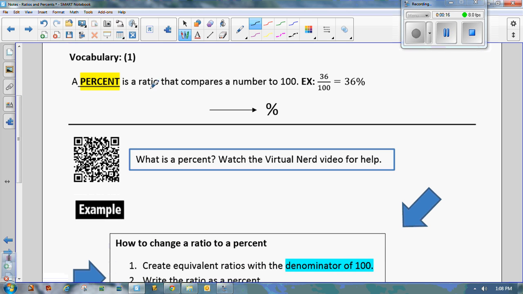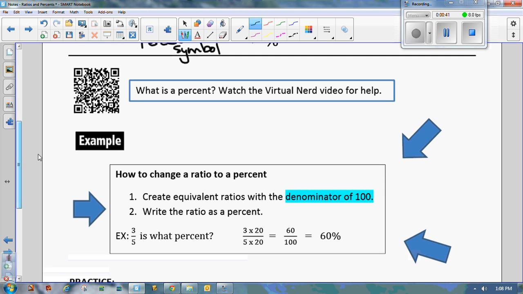A percent is a ratio that compares a number to 100. It's important to know percents are out of 100, compares to 100. So for example, 36 to 100, this is a ratio, is equivalent to 36%. This symbol right here is the percent symbol, and we will be using that when we're asked to write percents. This will go directly behind our value.